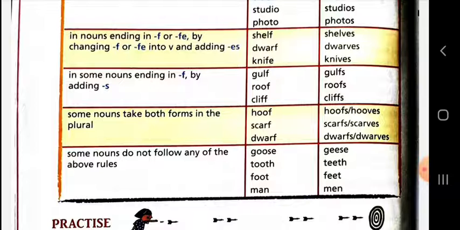Both are correct. Some nouns do not follow any of the above rules, which means they are different. They do not follow the rules given above, which I told you. Goose: you need to change its vowel. That means you need to write e in place of o, then you will get geese. Tooth, teeth; foot, feet; man, men.